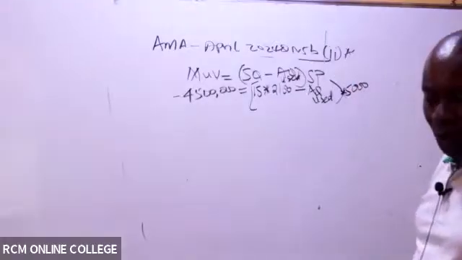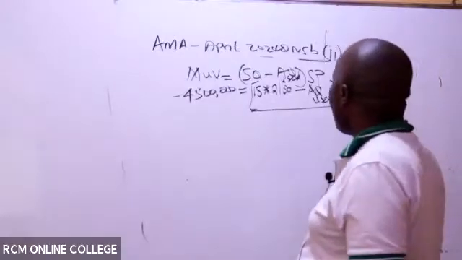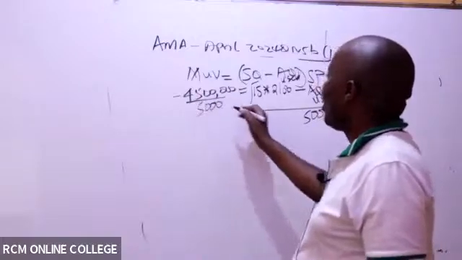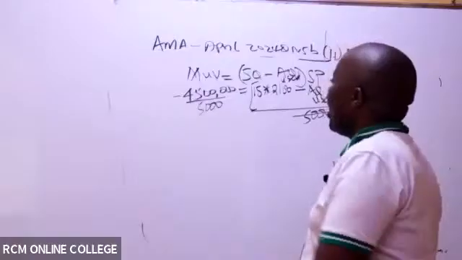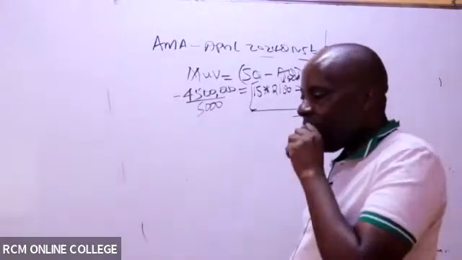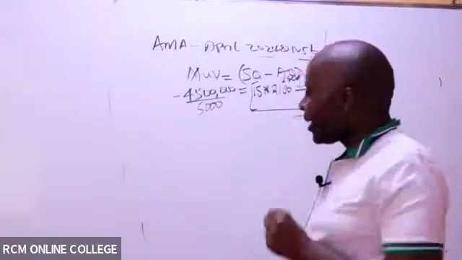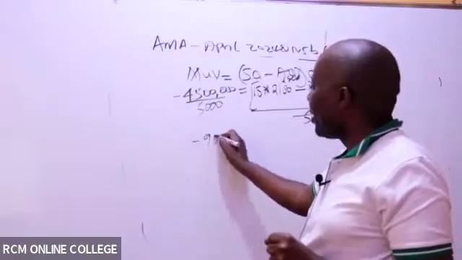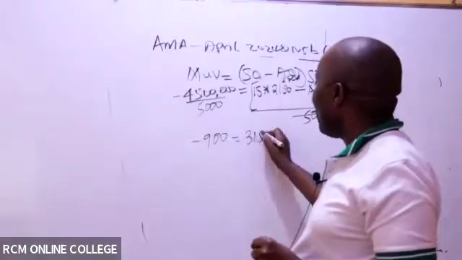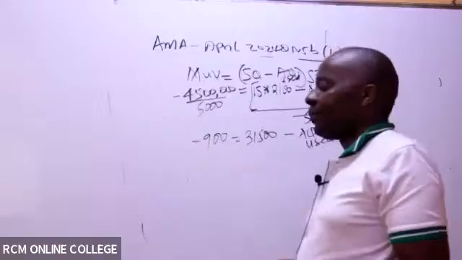And now your work will be to make the AQ used the subject of the formula. Divide both sides by 5,000. So this and this will disappear. This divided by this gives me what figure? Minus 900. Is it minus 900? Equals 31,500 minus actual quantity that was used.